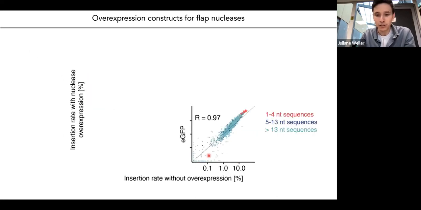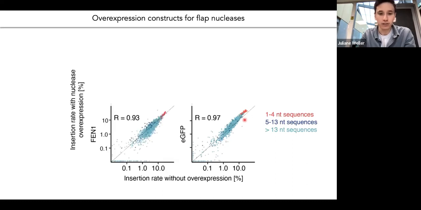And you can see that if we overexpress EGFP, which is our control, and compare that insertion rate to cells without overexpression, it's quite tight overall. And we also see that same tightness when we overexpress FEN1. It might have some difference on some sequences, but overall it looks relatively consistent.